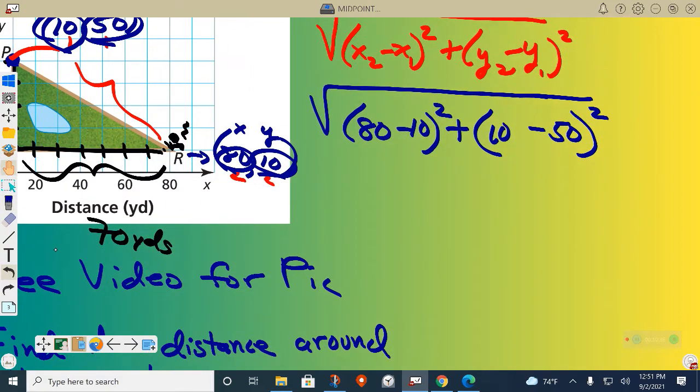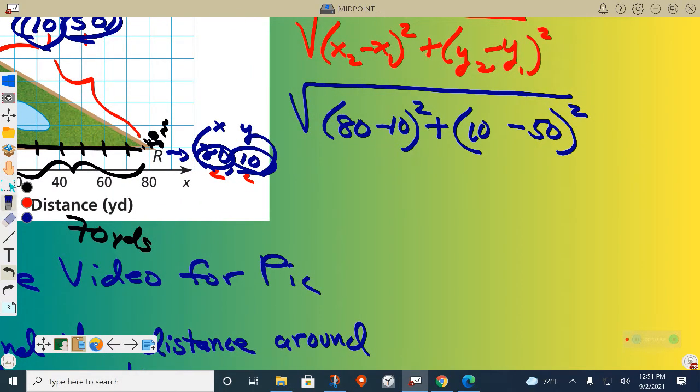Here we go. Square root. Remember we did square root for warm up. So we have a calculator. You don't have to be scared of square roots. 80 minus 10, if my coffee has kicked in, it's 70 to the second power. Plus.